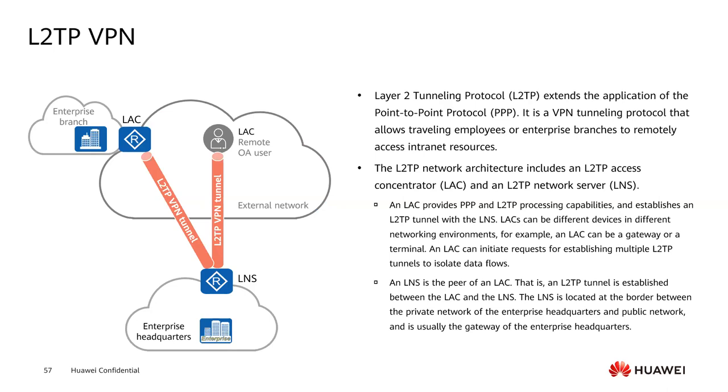Okay, and sometimes we deploy the L2TP VPN to enable remote users to access the internal network of an enterprise network. We have an LNS and a LAC. In this figure, we can see we have a LAC, maybe an employee from this enterprise who is on a business trip. By using the L2TP VPN, the LAC can access the network resources inside of the enterprise. This is the main function of L2TP.